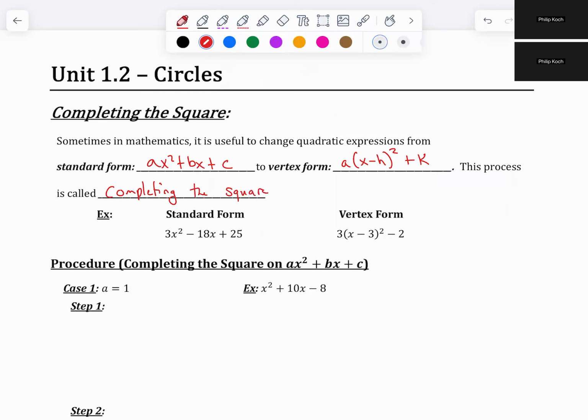So if you want to go to standard form, you're like 3x squared minus 18x plus 25. The vertex form of that is 3 times the quantity x minus 3 squared minus 2. So how do we go about doing that?